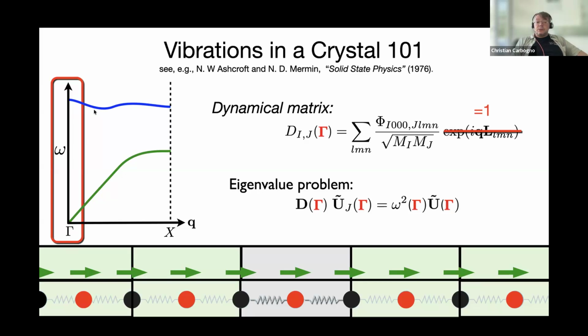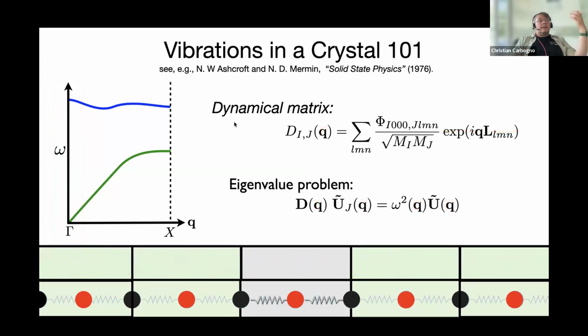Then you have a second solution. In the second solution, these are the so-called optical modes. What is the difference? You see, here the atoms within the unit cell vibrate against each other. Still, the actual periodic images are in phase. So all unit cells behave the same way because the exponential here is 1. But due to the fact that the atoms vibrate against each other, we now get a finite vibrational frequency here. And these are the so-called optical modes.